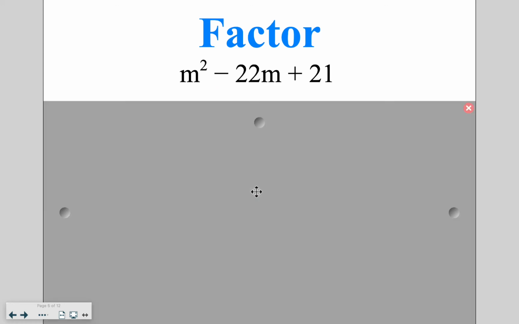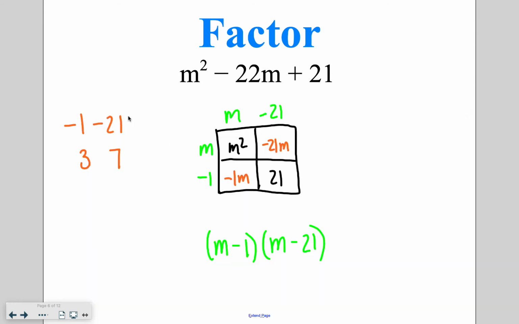Go ahead and try this one on your own. So we list out our factor pairs of 1 and 21, 3 and 7. To get to a negative 22, I need a negative 21 and a negative 1. So I put those into my box and I get m minus 1 and m minus 21.